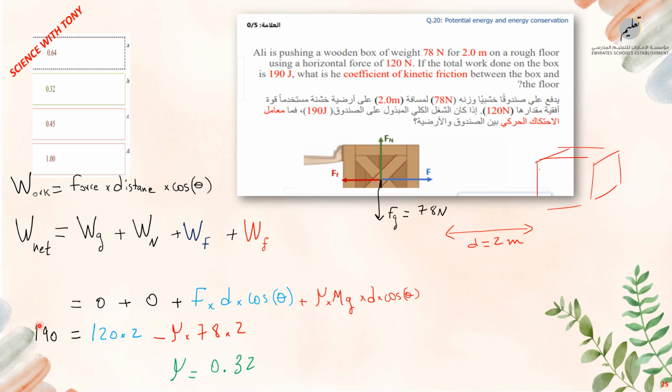So W net is equal to 190 joule, as they said. That's the total work. The total work means the work net. W net is equal to 190, equal to the force multiplied by distance, 120 multiplied by 2, minus mu mg, which is 78 Newton, multiplied by distance, 2 meters. So mu in this case is equal to 0.32, and the second option is the correct answer.